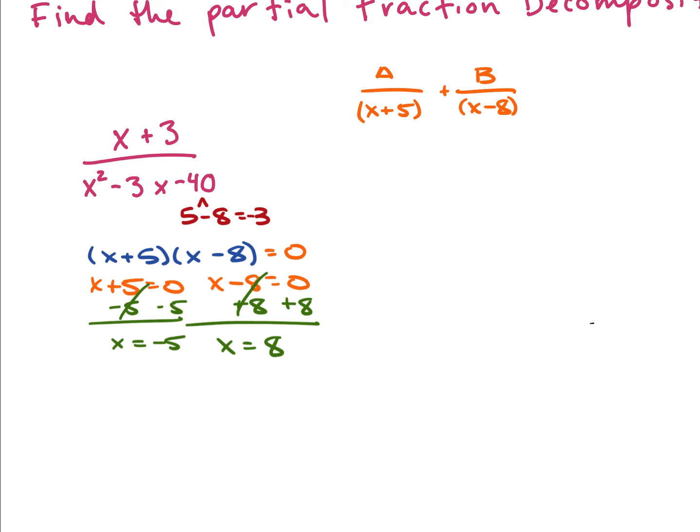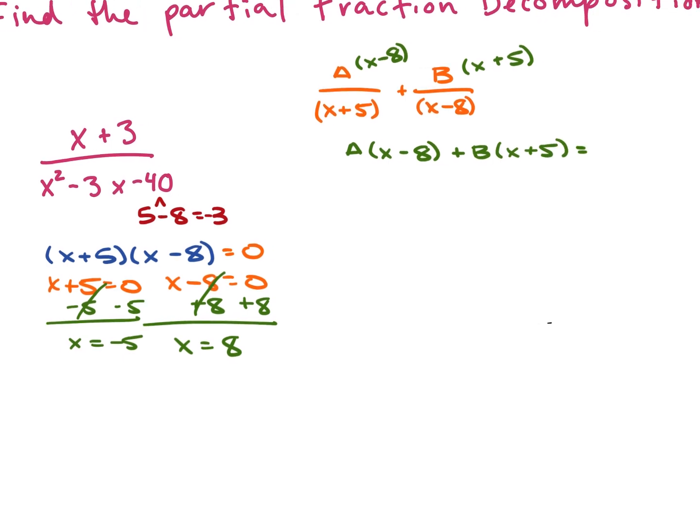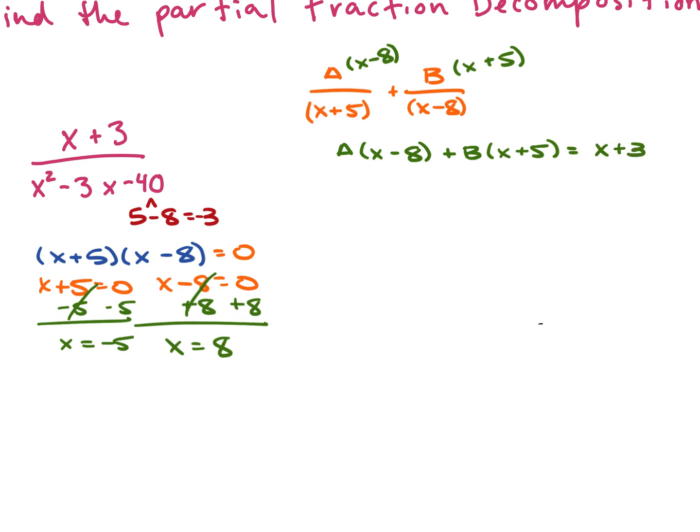So from here, you want to use that a over x plus 5 plus b over x minus 8. You want to go ahead and from here, with the first fraction, what are you going to multiply it by in order to get the denominator to be what you originally started with? So you would multiply it by that x minus 8. The second fraction, you'd multiply it by x plus 5. So this is going to give you a times x minus 8 plus b times x plus 5 is equal to the numerator that you started with, which is the x plus 3.